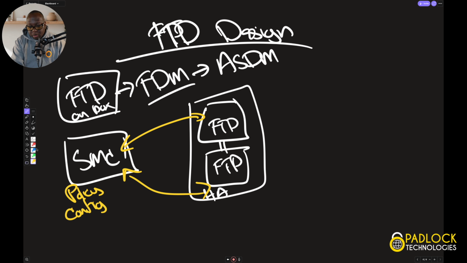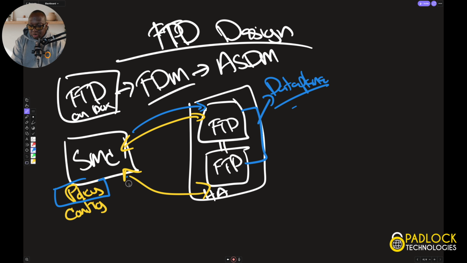And then FTDs control the data plane, right? So this is the forwarding of traffic. So when people want to configure ACP, they will configure it in the FMC, and then they will deploy it to the FTDs, and then the FTDs carry out the data plane, which is just the forwarding of packets.